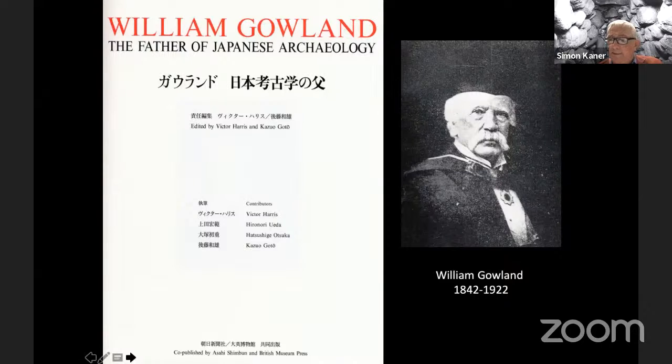And what stimulated this was the discovery of over 100 glass photographic plates that Gowland had sold to the British Museum, along with his collection of Japanese antiquities when he returned from Japan in the late 1880s. It was Harris and Goto that coined the term the father of Japanese archaeology. And as I say, we'll have a word or two to say about that as we move along.